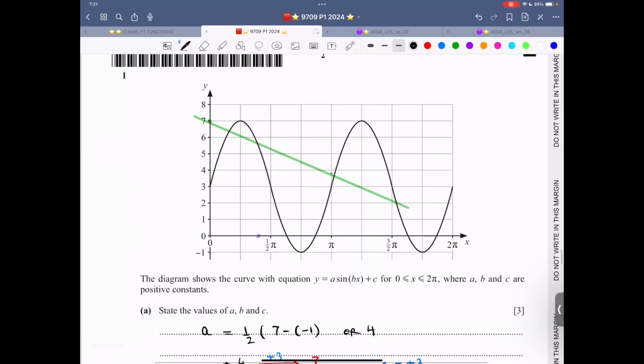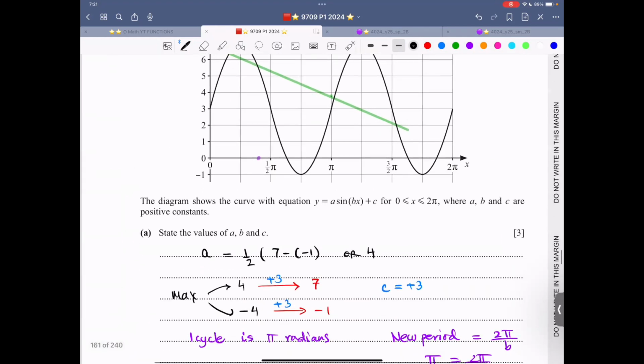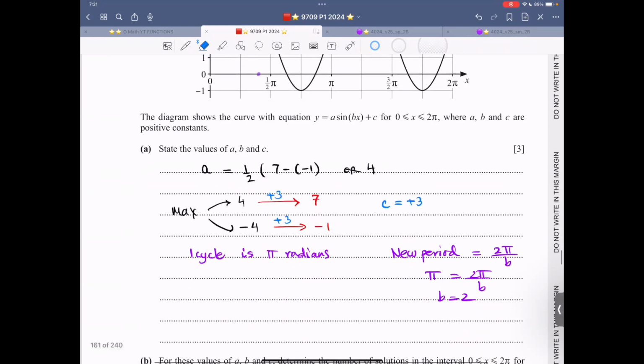Question number 1. It says the diagram shows a curve with equation y equals a sine bx plus c for x between 0 and 2 pi, where a, b, c are positive constants. Let me just remove this line. And now it says state the values of a, b, and c.